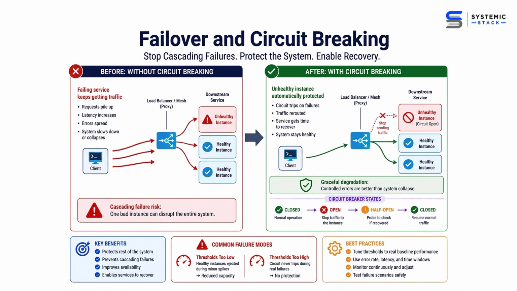A failure mode to watch for is setting these thresholds too aggressively, which might eject faulty instances during a minor spike in latency, actually reducing your capacity when you need it most. Conversely, setting them too high makes them useless during a real crisis. Getting this right requires a deep understanding of your service's baseline performance. When you can explain the mechanics of how a mesh ejects an unhealthy pod from the load balancing pool, you're demonstrating the kind of operational thinking that top-tier companies are looking for.